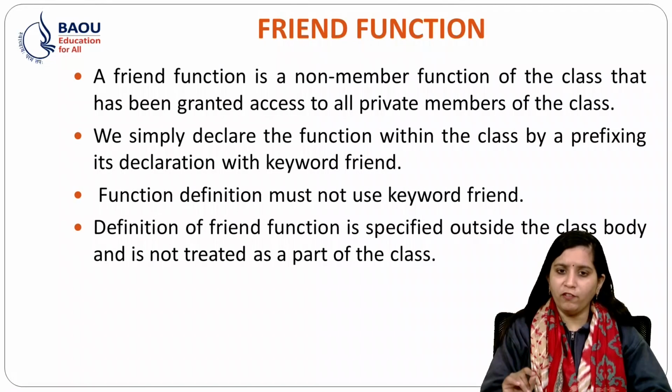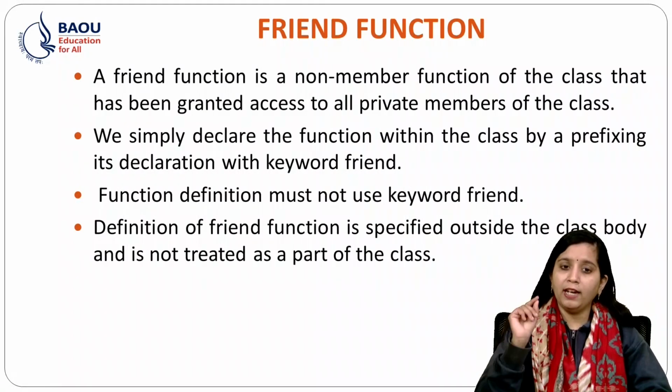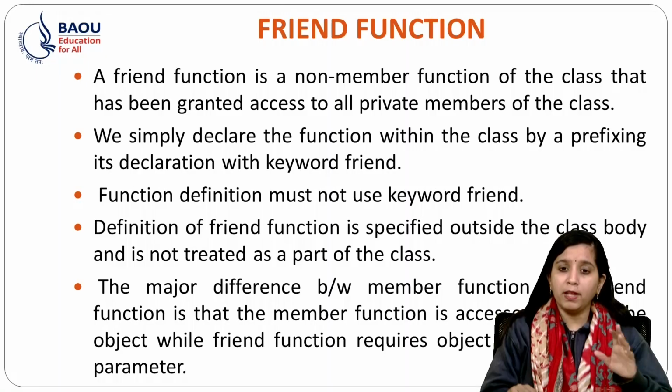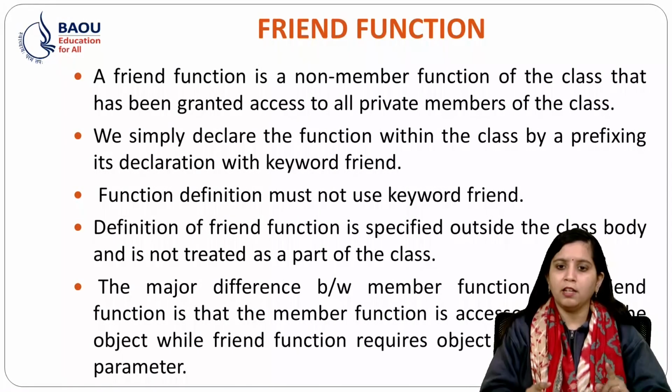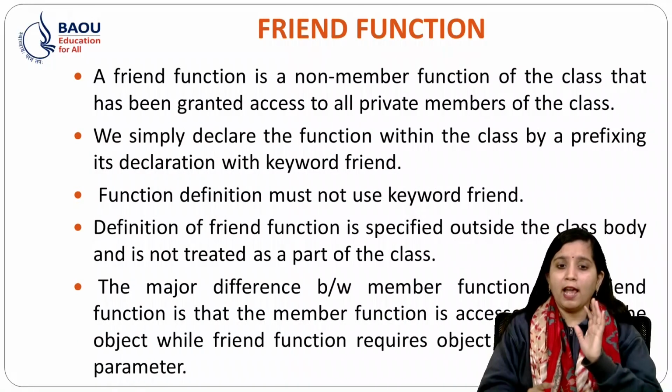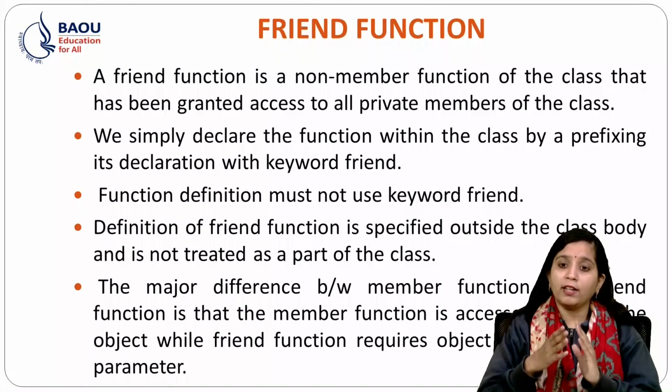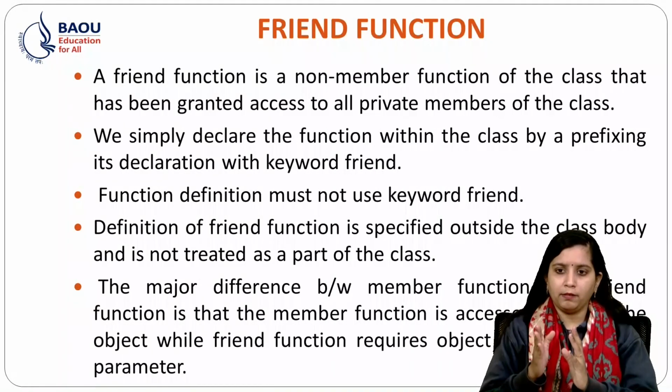The definition of a friend function is specified outside the class body and is not treated as a part of the class. The major difference between a member function and a friend function is that a member function is accessible to the object, while a friend function requires the object as a parameter.